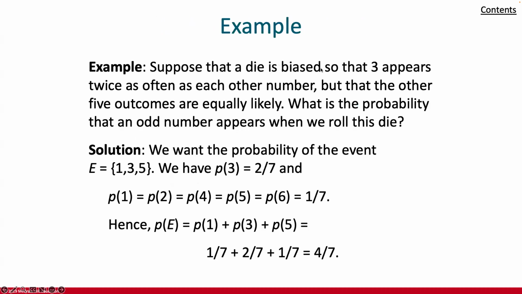Suppose that a die is biased so that 3 appears twice as often as the other numbers, but that the other 5 outcomes are equally likely. What is the probability that an odd number appears when we roll the die? And so here is a solution. We first have to put in this concept that there's a bias in it, and then we can come up with what we have here, and you can see how that would work.